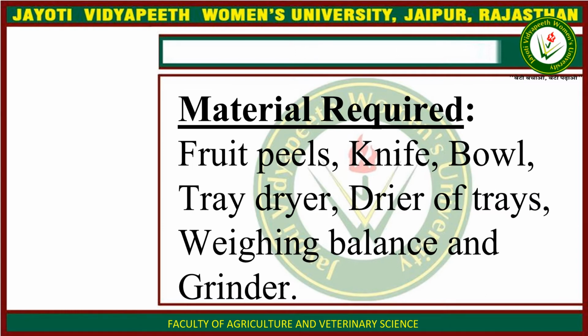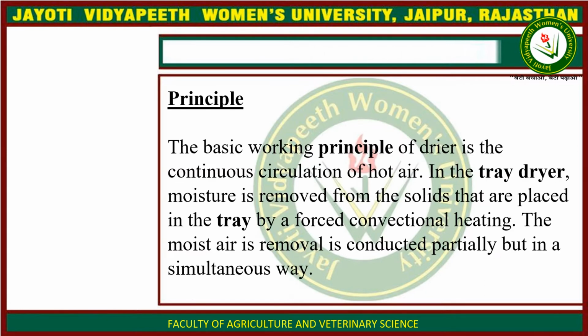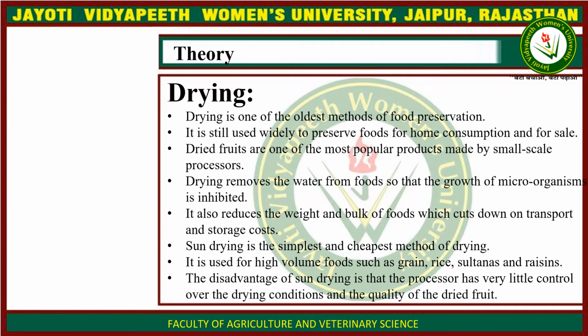First of all, fruit peels from which we make powder, a knife for cutting, a bowl, a tray dryer for drying, trays, a weighing balance, and a grinder for grinding or making fine powder after drying. Then, the basic principle of the dryer is the continuous circulation of hot air. In the tray dryer, moisture is removed from the solids placed in the tray by forced convective heating. The moist air is removed.